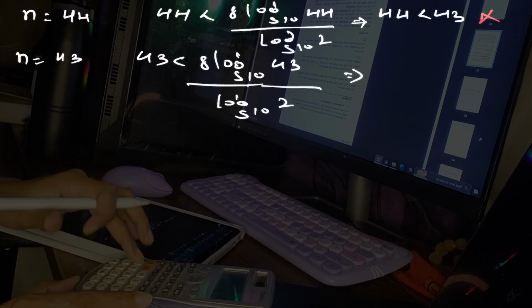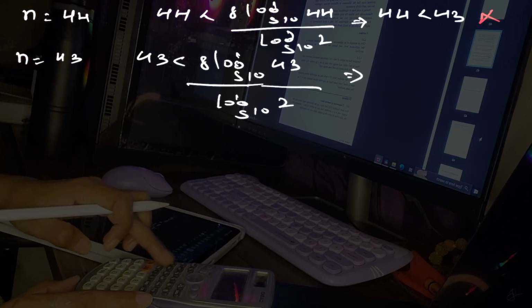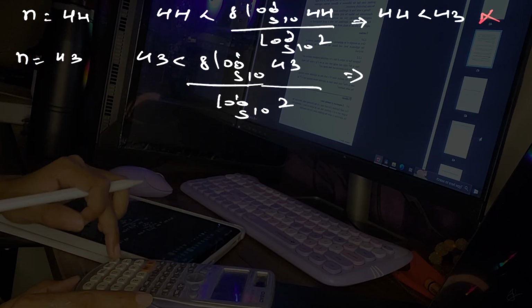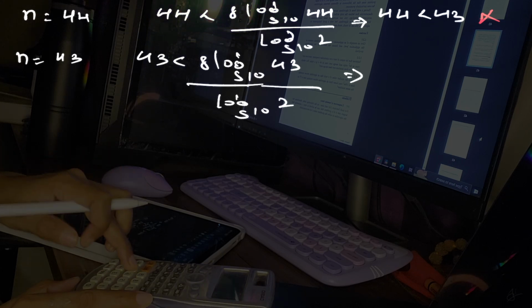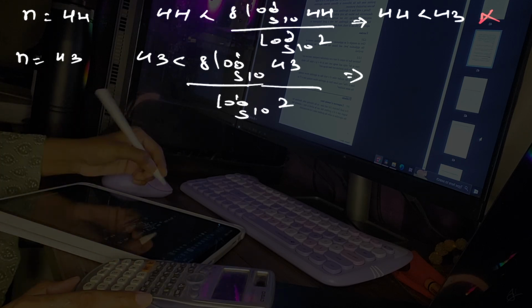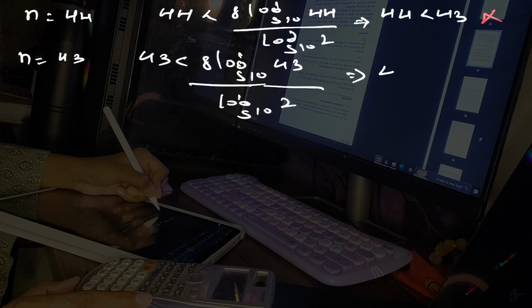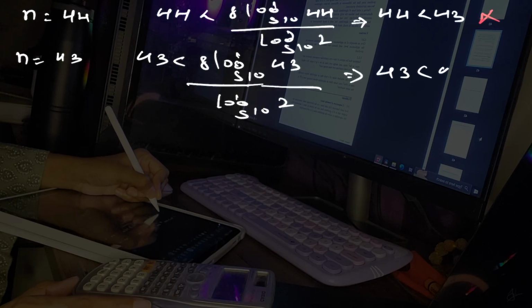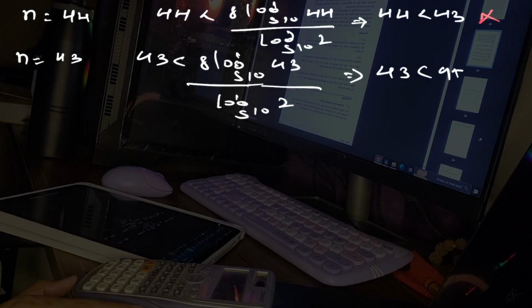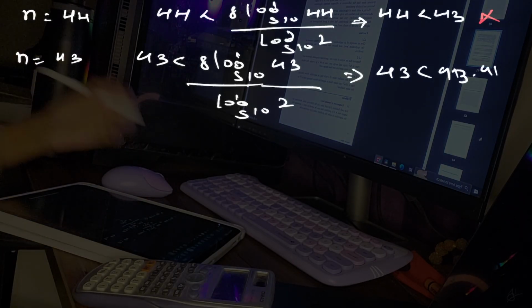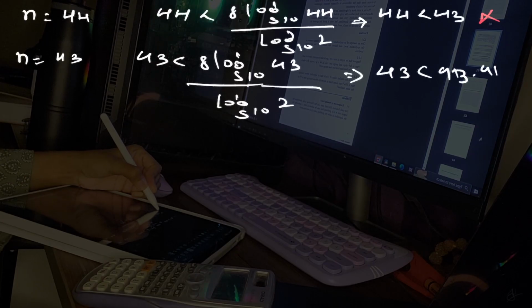Which implies log of 43 divided by log of 2, multiplied by 8. So is 43 less than 43.41?